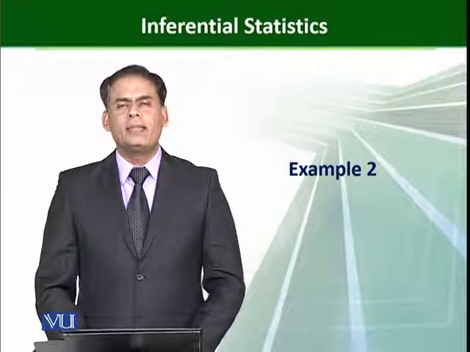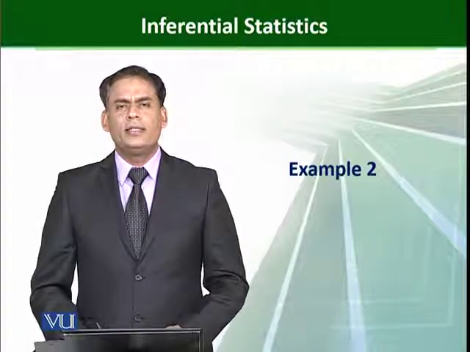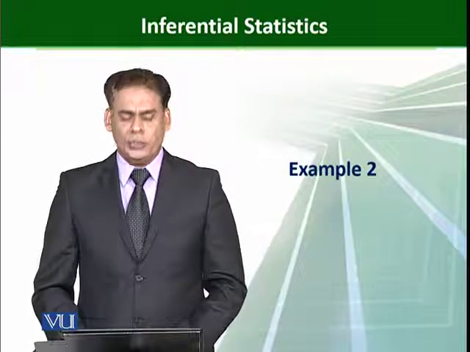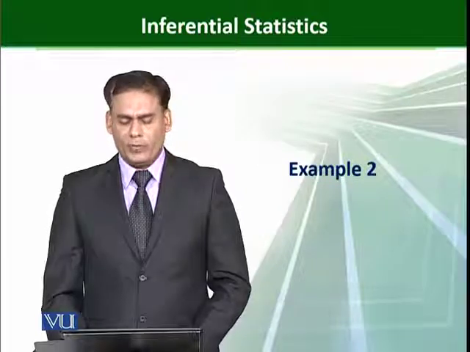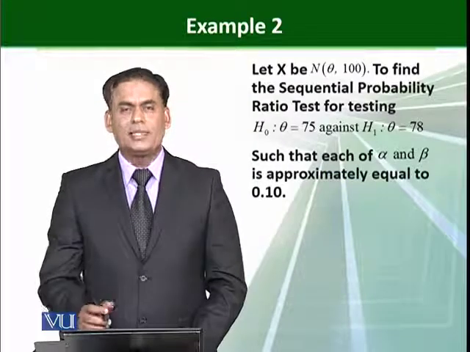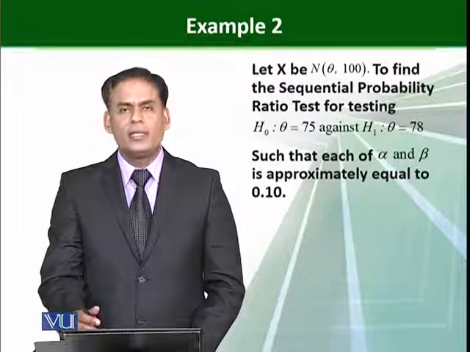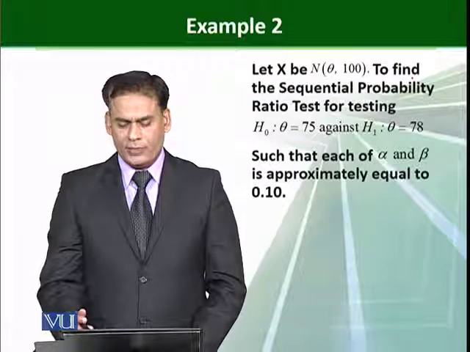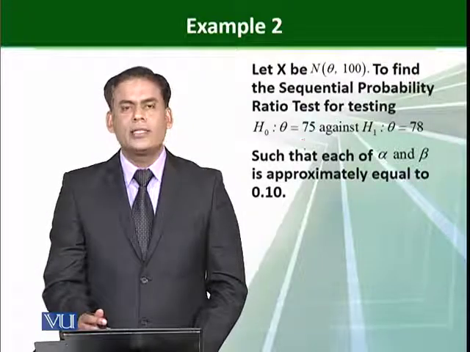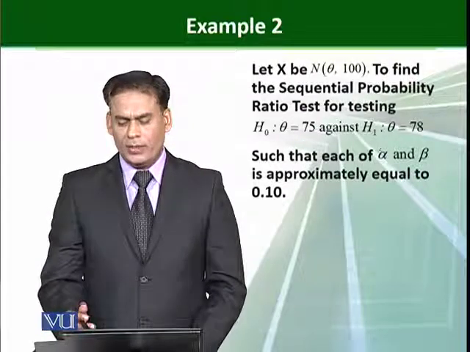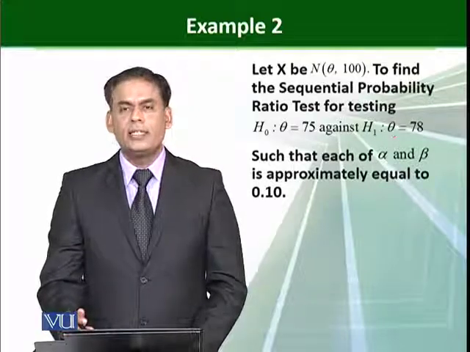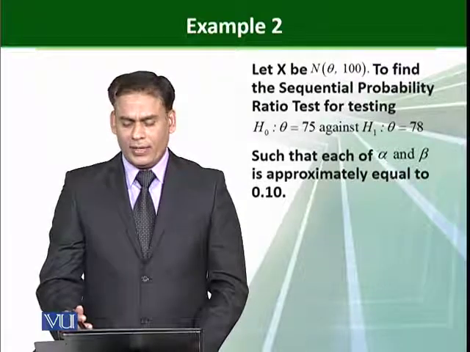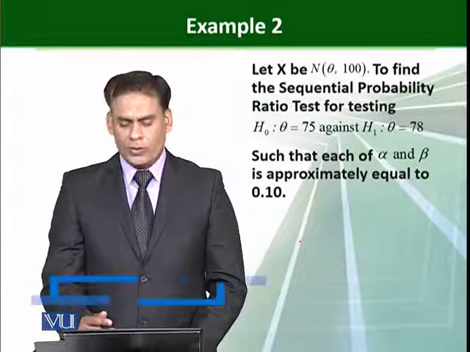We take another example, that is actually example 2, so that we can understand the concept of the application of the sequential probability ratio test. So that example is taken for the normal distribution. Let X follow the normal distribution with mean theta and variance 100. To find the sequential probability ratio test for testing the hypothesis H0: theta is equal to 75 versus H1: theta is equal to 78, such that each of alpha and beta is approximately equal to 0.1.